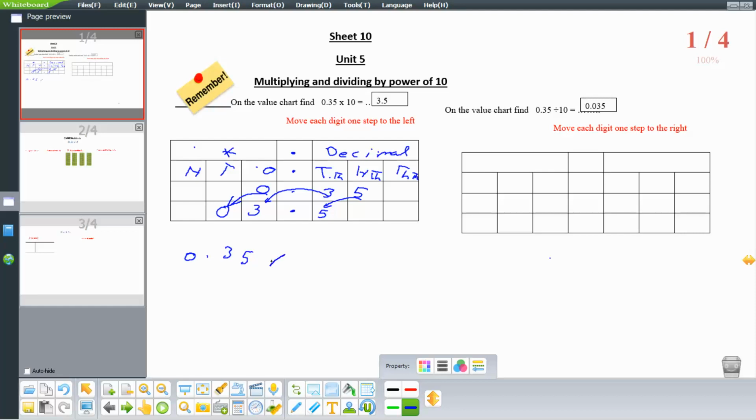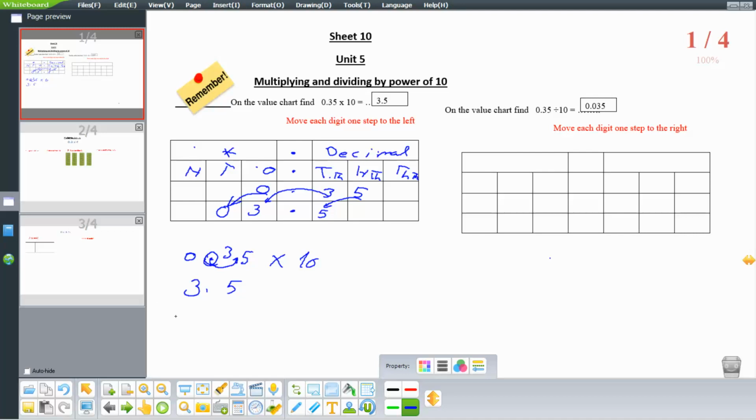If I want to use another way, if we have 0.35 times 10, we can move the decimal point, not the digits. So we are going to move the decimal point in this way, to the right. So let's move the decimal point to the right. So it will be here, so it will be 3.5.